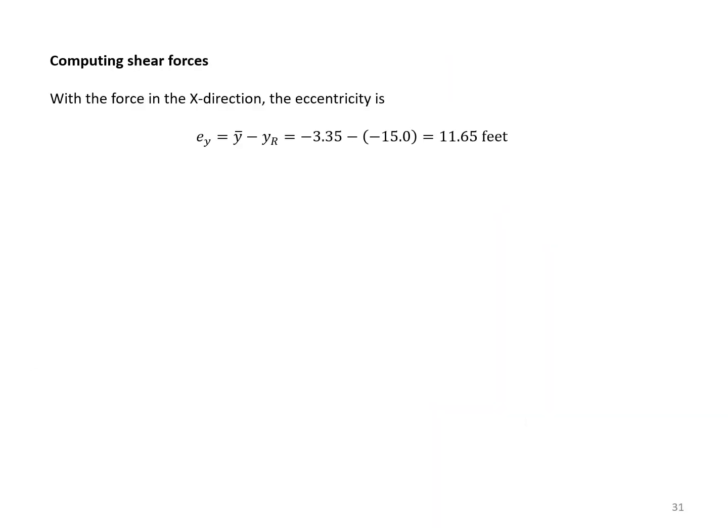All right, so now let's compute the shear forces. First, the theoretical eccentricity. We are looking at the forces in the x direction. So the theoretical eccentricity is Ey, Y bar minus YR. We have the two calculated. We are carrying the sign, so we get 11.65.